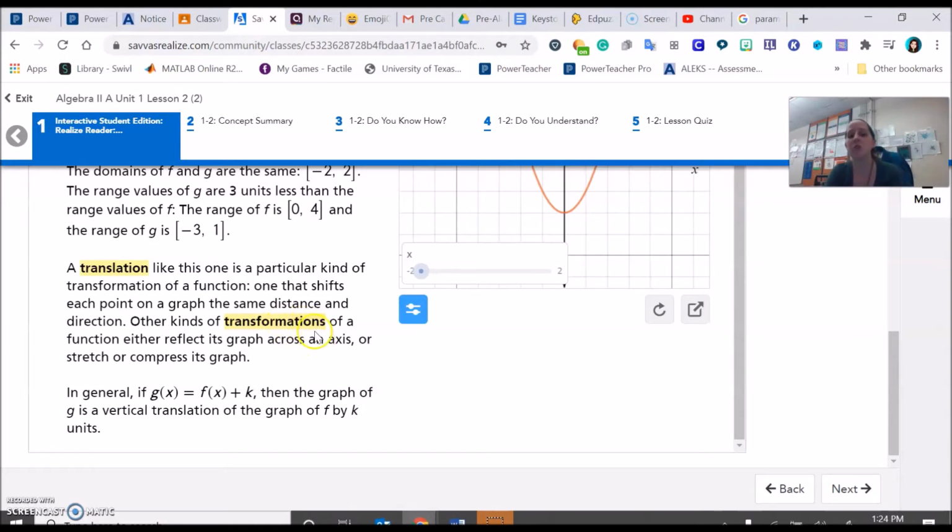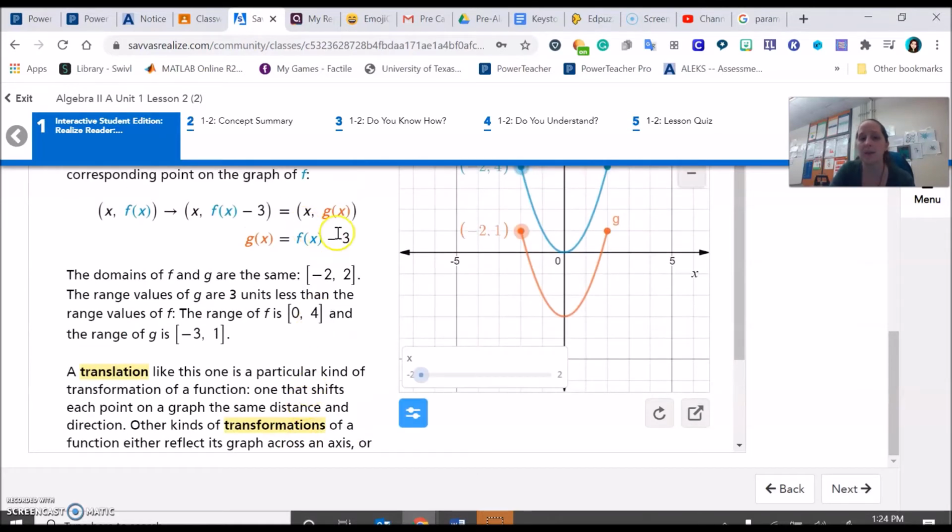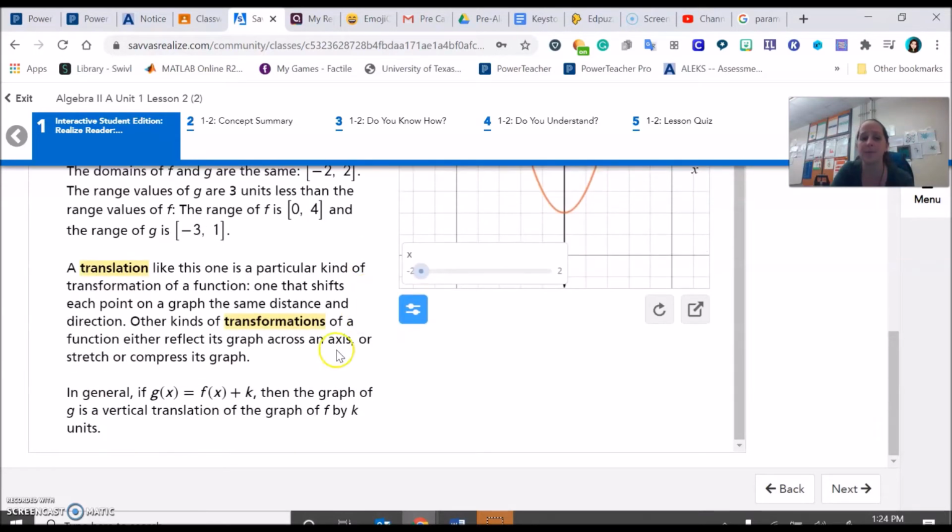So in general, if g of x equals f of x plus k, then the graph of g is a vertical translation of the graph of f by k units. So just like we did up here, this k is just any number that's where you're translating it. Either it's going up or it's going down, depending on if this is a positive or a negative, okay?